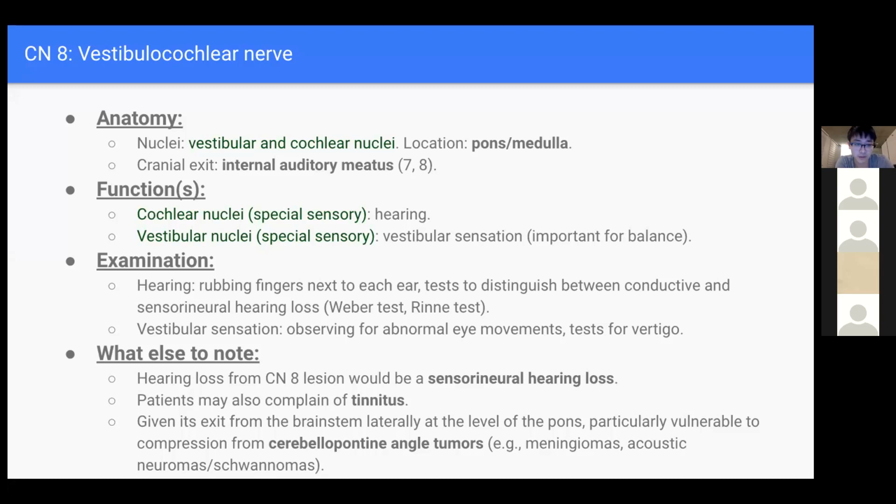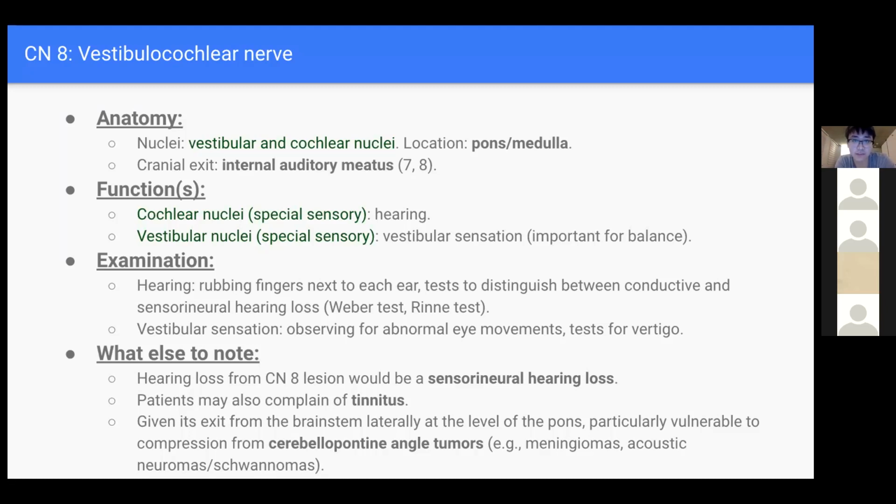The other thing to examine is the vestibular sensation. So obviously, if you have a vestibular sensation impairment, these people are going to have vertigo. They're going to feel like the room is spinning around them. So you have tests for that. You're going to have a lecture about that later on in the block. I'm not going to talk about that now.